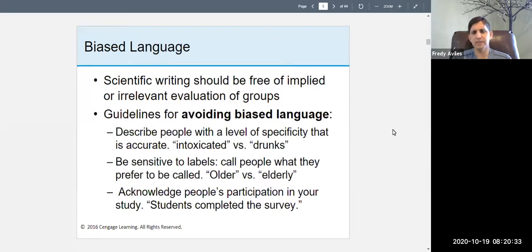Acknowledge people's participation in the study. You have to say, in past tense, people completed the survey, stuff like that. That goes without saying, but avoid biased language. You have to ask yourself if the way you're writing is a bit impolite, or is referring to people in a way that would be derogatory or that just doesn't sound right.